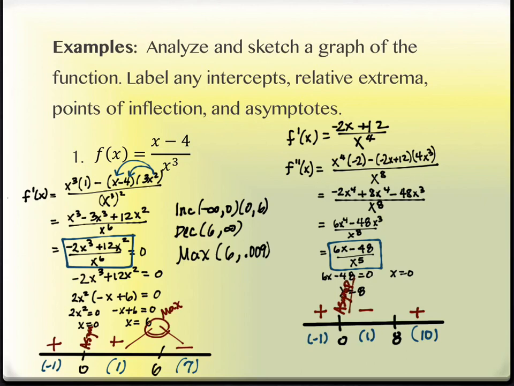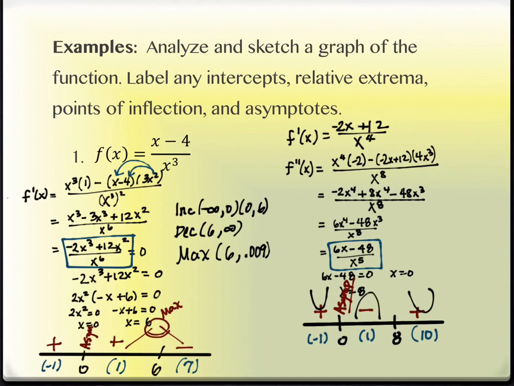What will be happening at 8 potentially is an inflection point, right? Because it changes from negative to positive. And in fact, it does. The concavity actually does change from negative to positive, so we will have an inflection point. So let's talk about the concavity real quick. What's the concavity when I have the positives? Up, right? It's concave up, and when it's negative, it's concave down.